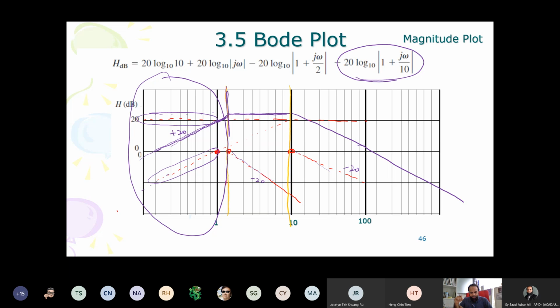Okay. So basically, once again, it's important to understand that we're adding different lines. Just adding up is no rocket science.